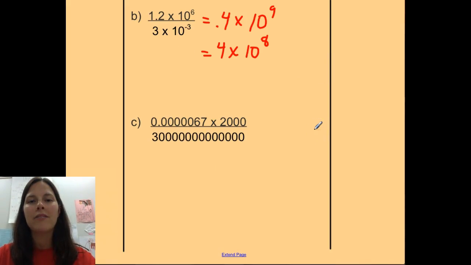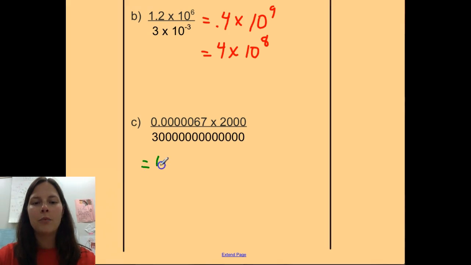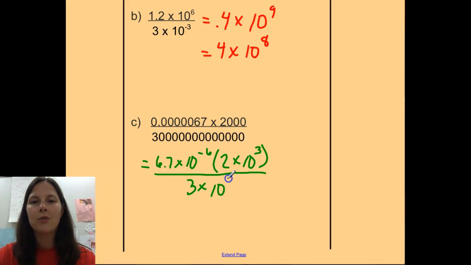Our last one, we have numbers in standard form. It's easier to work with scientific notation and use our exponent rules, so I'm going to convert each number to scientific notation first. We have 6.7 times 10 to the -6th power times 2 times 10 to the 3rd power divided by 3 times 10 to the 13th power.